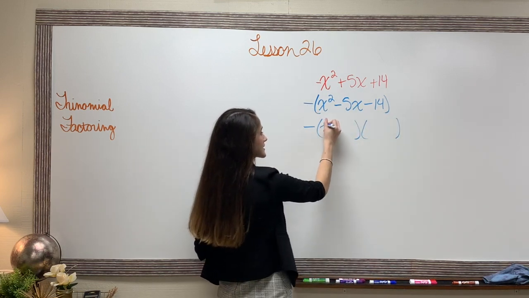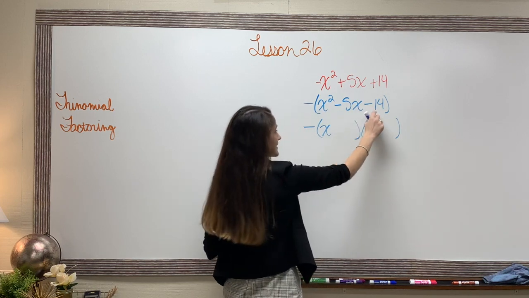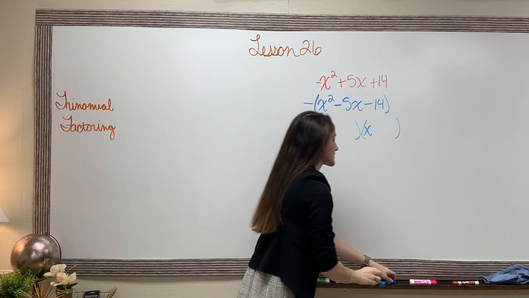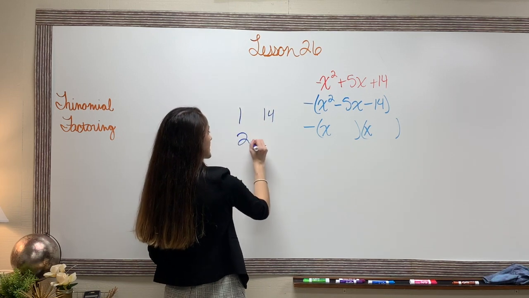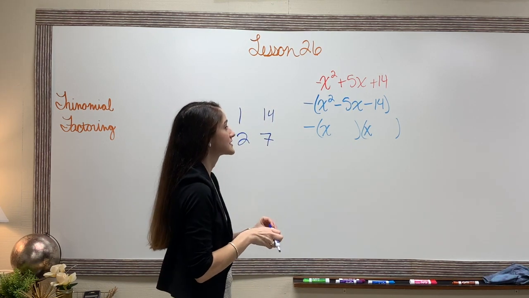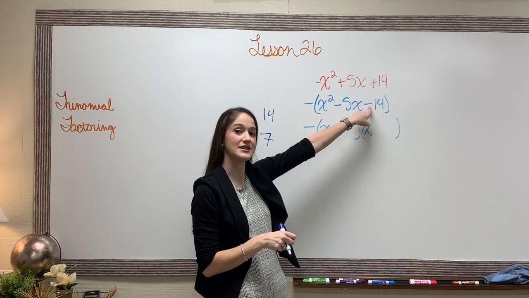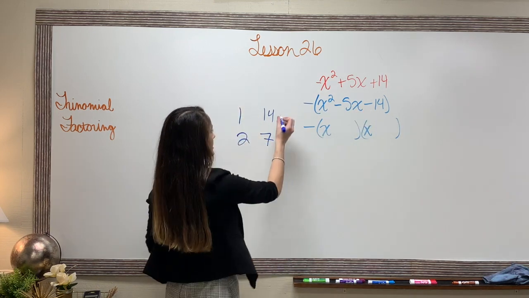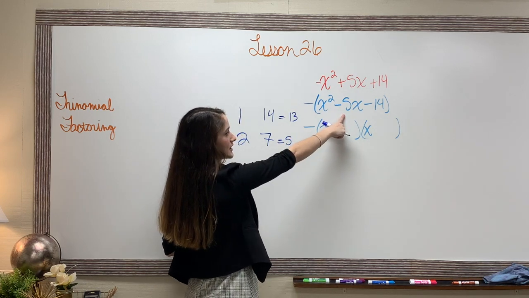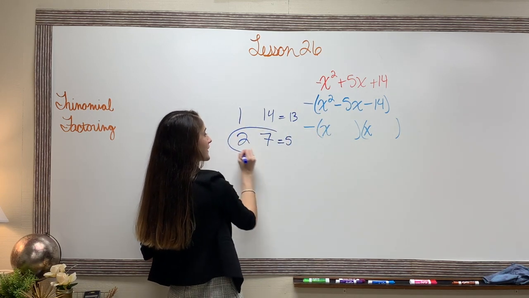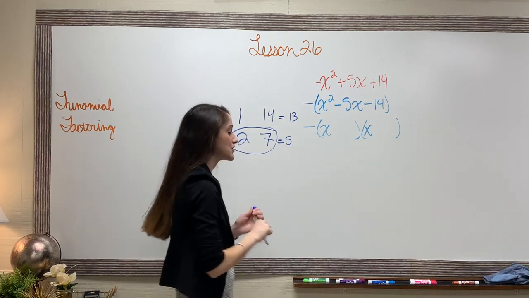And the only way we can get x squared is to do x times x. And then I need to find out what are my factors of 14. And I have 1 times 14 and 2 times 7. And since it says -14, that means I am subtracting my two numbers. So that gives me 13 and 5. And since our middle term says -5, I'm going to go with 2 and 7.